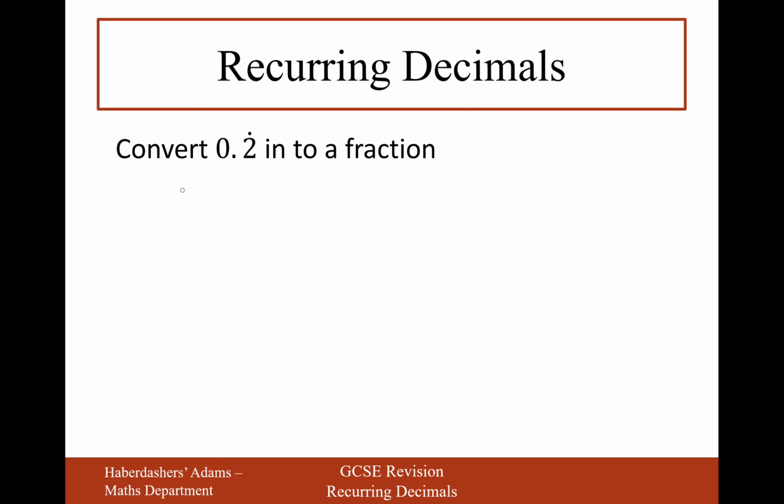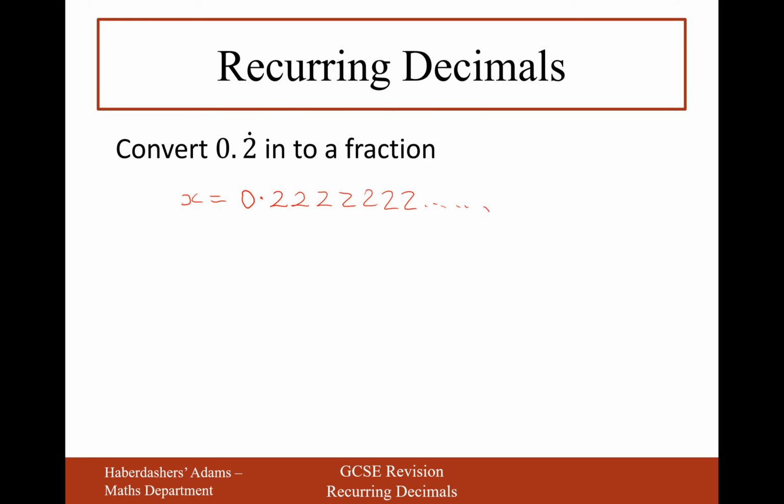Now what does this little dot mean above the 0.2? It means this is a decimal that's going to go 0.2222222 forever. That 2 is going to infinitely repeat itself. The way we're going to turn this into a fraction is by first of all calling it x. So x is this number here, and I want to find the fractional equivalent value for x.